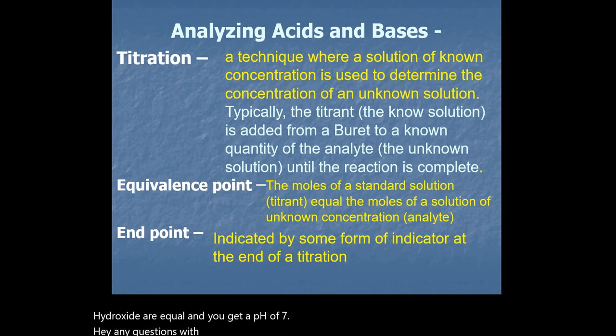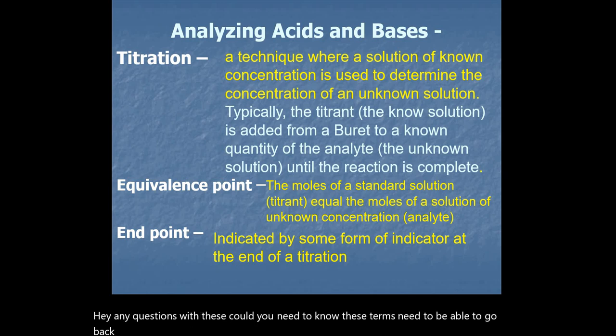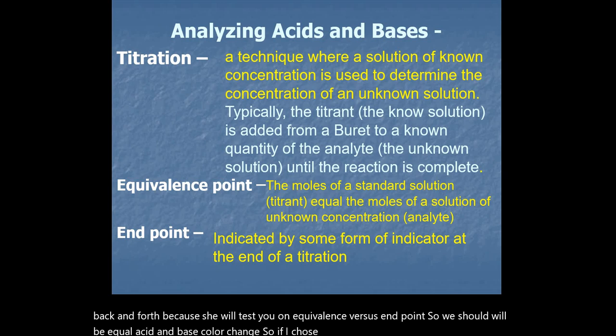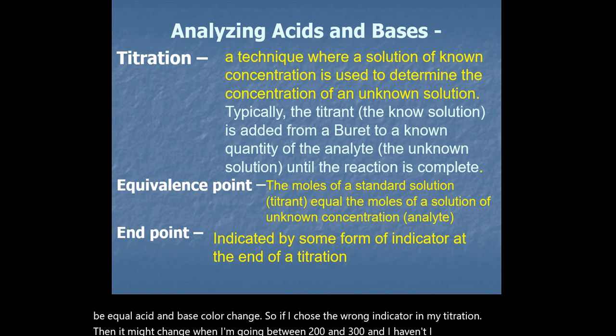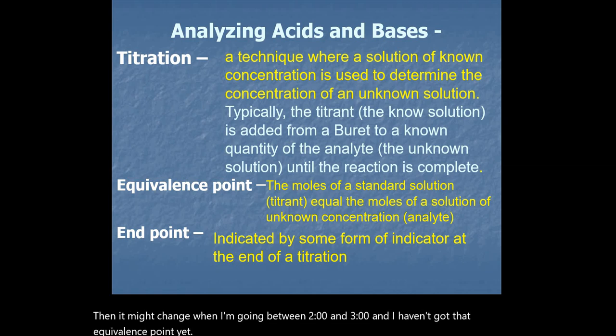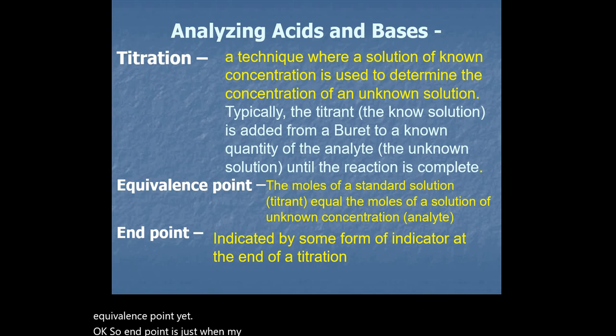Because you need to know these terms and need to be able to go back and forth because she will test you on equivalence versus endpoint. So equivalence always equals 7. Equivalence is 7. That's when I'm equal acid and base. Okay, endpoint is just when my color changed. So if I chose the wrong indicator in my titration, then it might change when I'm going between 2 and 3, and I haven't got that equivalence point yet. Okay, so endpoint is just when my indicator changed. You okay to go forward?